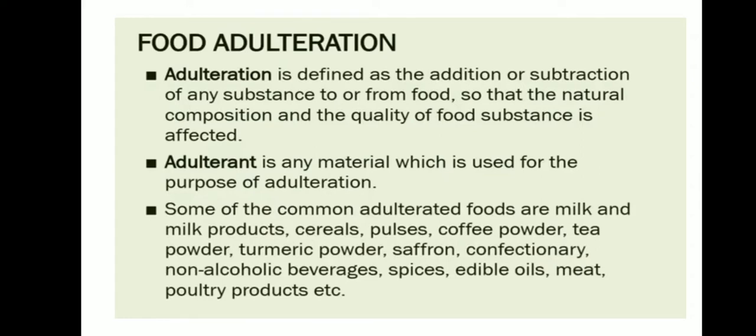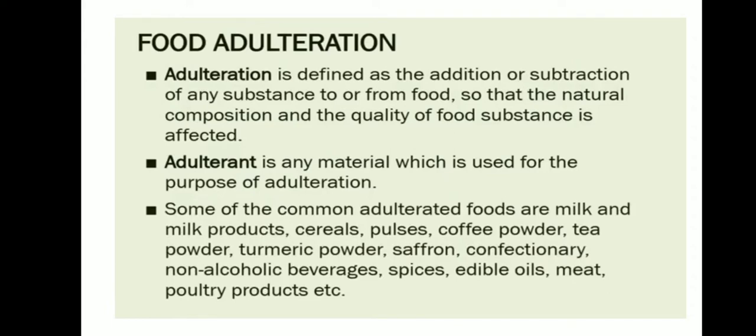Some of the common adulterated food are milk and milk products, cereals, pulses, coffee powder, tea powder, turmeric powder, saffron, confectionery means sweets, non-alcoholic beverages, spices, edible oils, meat, poultry products, etc. See, in many of the food items, adulteration is happening, that is any new substance is added or sometimes it is removed from the food. This is what we say, it is adulteration.